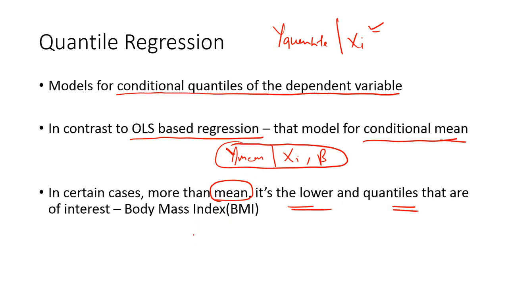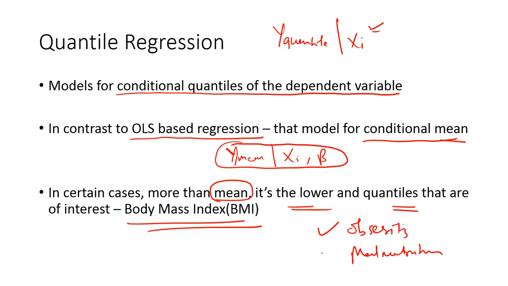Especially in the nutrition or the body mass index study, where people with obesity and people with malnutrition are of more interest to the researchers. Why so? Because these are the two problems. Obesity is a problem, malnutrition is a problem, right? Hence, if you average it out, then you will feel that it's average.